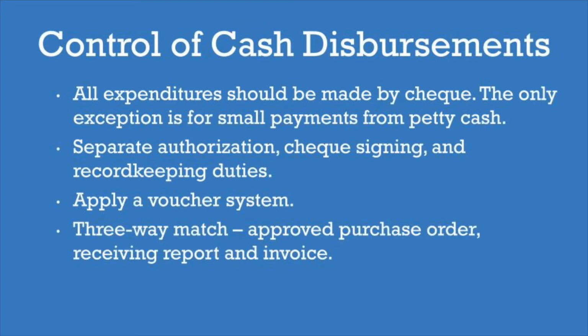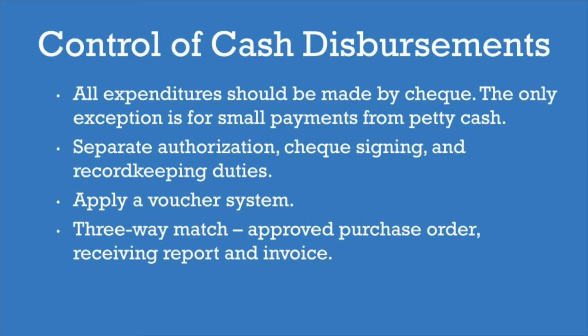In terms of cash disbursements, we need to control them as well. All expenditures should be made by check and recorded as such. The only exception is for small payments such as petty cash, and we'll talk about that in a few minutes. There needs to be also a separate authorization. So, for example, two signing authorities on a check. So check signing and record keeping duties need to be separated, and more than one person needs to sign the checks or have control over the disbursement of the cash.